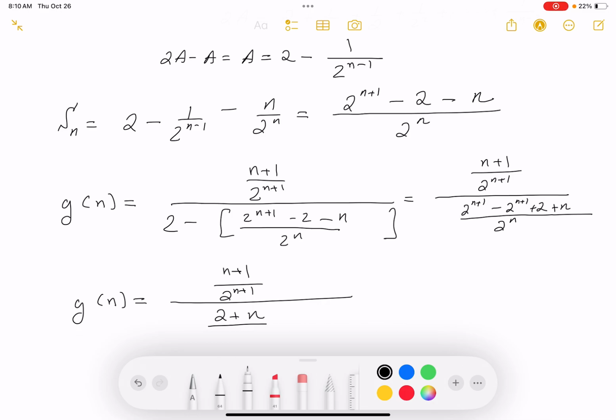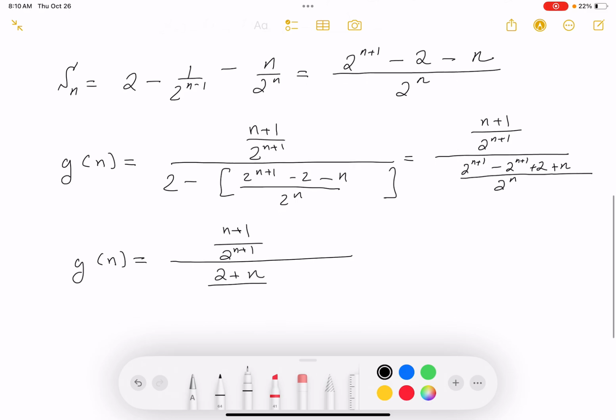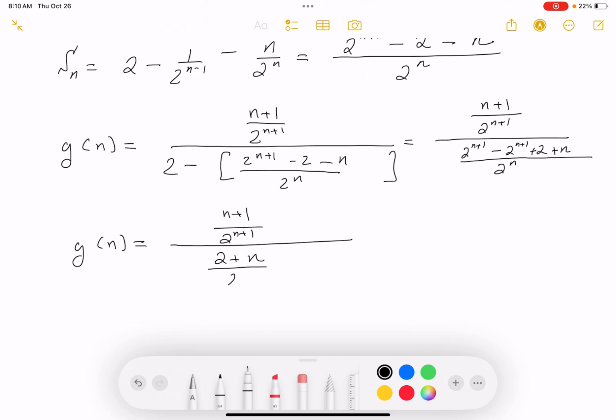I'm correcting as I'm moving along. And what do you get on the bottom now? You get 2 to the n. Well, I'm going to multiply top and bottom by 2 to the n plus 1. On top, you get something pretty simple. You just get n plus 1. What do you get on bottom? We get 2 plus n.